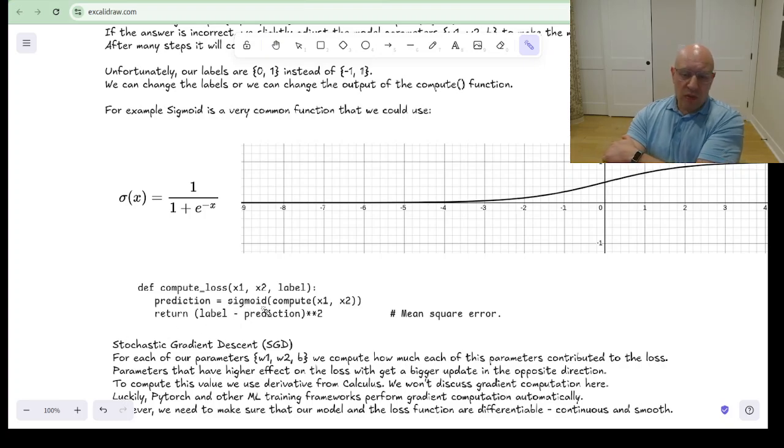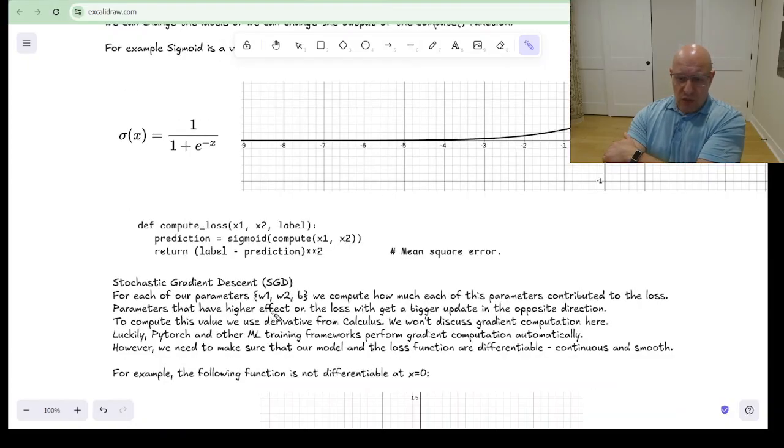Okay, so how do we update the model? We use something that is called stochastic gradient descent, SGD. And the way we do it is that for each of our parameters, W1, W2, and B, we want to compute how much each of these parameters contributed to the loss. So maybe W1 contributed more, made the loss bigger than W2, for example.